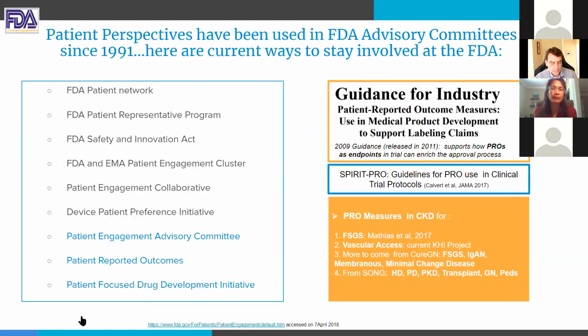Next slide, please. Again, the FDA has been involving patients since 1991, starting with their advisory committees. On the left, this is just from the FDA website. You can go to the FDA website and type in patient involvement and find a lot of things that you can get involved with. On the right, here's one guidance they put out on getting patient-reported outcome measures in 2009. And in CKD, I've listed some of the other work that's going on across a lot of our diseases. Next slide, please.